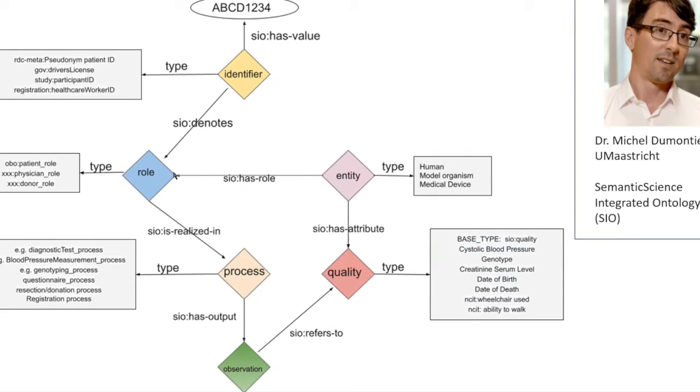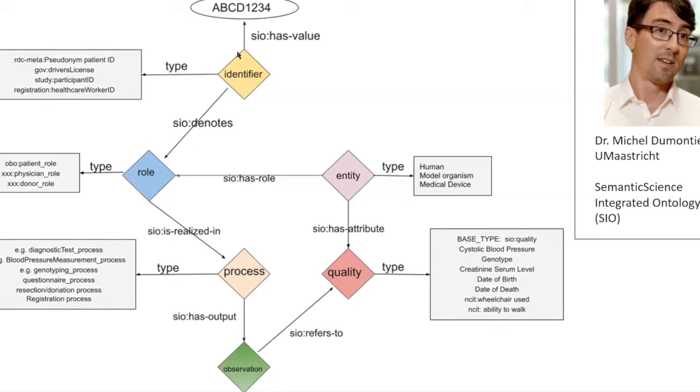So there's an identifier that denotes a particular role and an entity that fulfills that role. So an entity could be a human or a model organism or a medical device or any kind of entity. And the role could be patient role, physician role, donor role. And then the identifier is what denotes the role. So an identifier is associated with an entity, but it's only via the role. And the role is realized in some process.